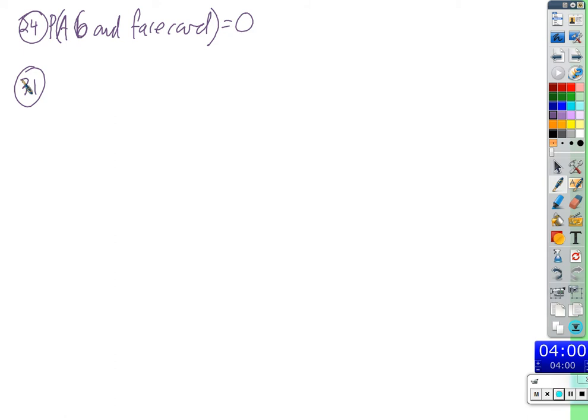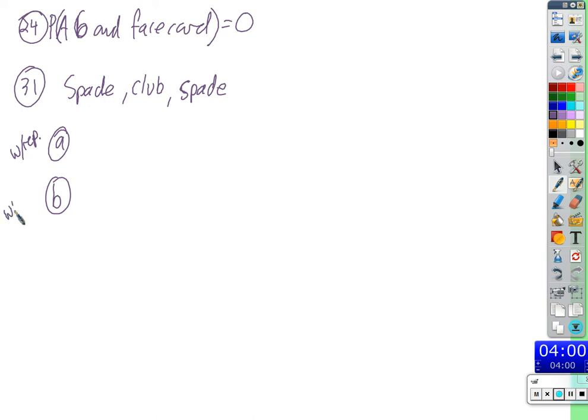Take a spade. You get a spade. And then a club. Then we have two scenarios. This would be with replacement, and this would be without replacement. With replacement, just to remind you, it means I replace the card that I draw, and then I pick the next one, and I put it back, and I pull the next one, and I put it back, and so on.